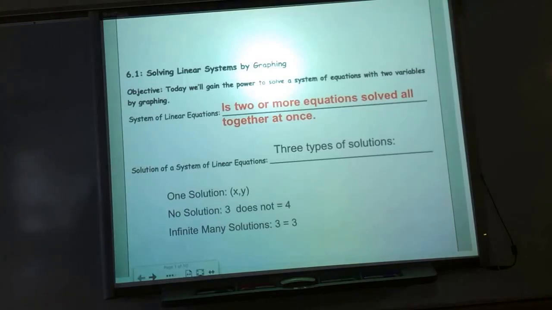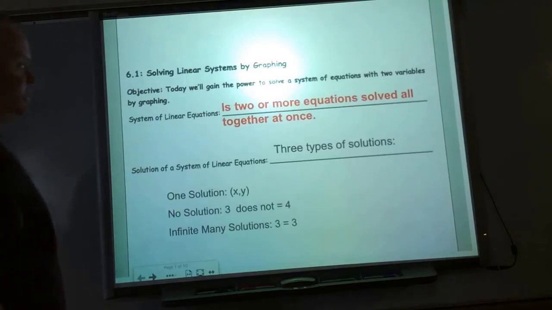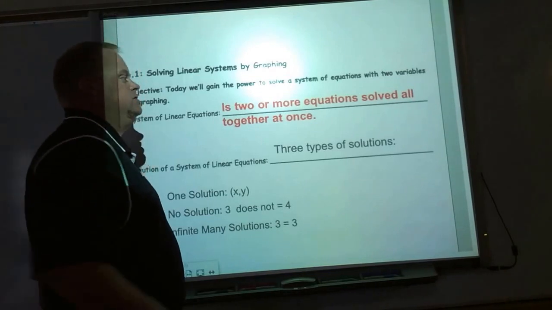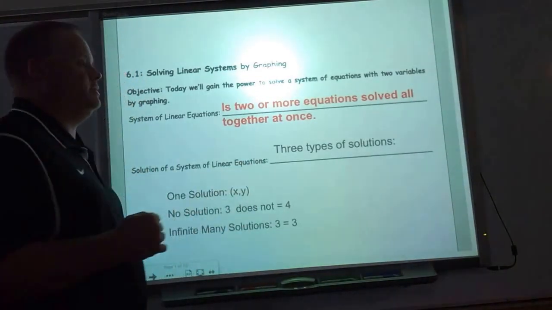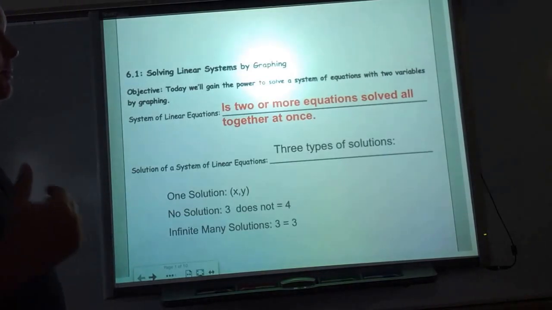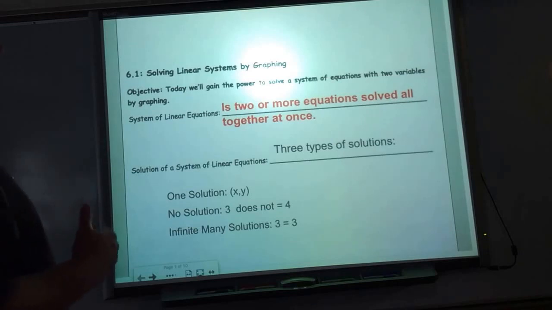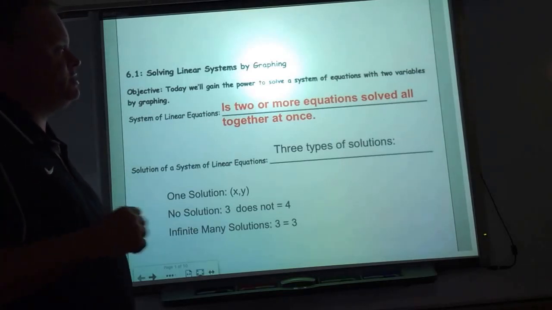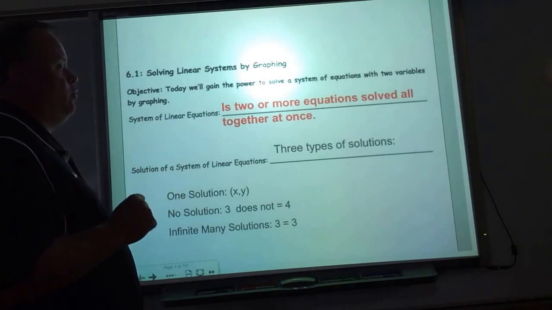A system of linear equations is two or more equations solved all together at once. So I can have more than one equation, I can solve them together, and I'm going to come up with a solution to those. So two or more equations solved all together at once.